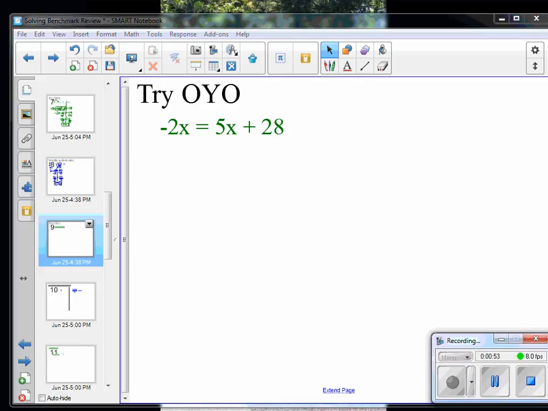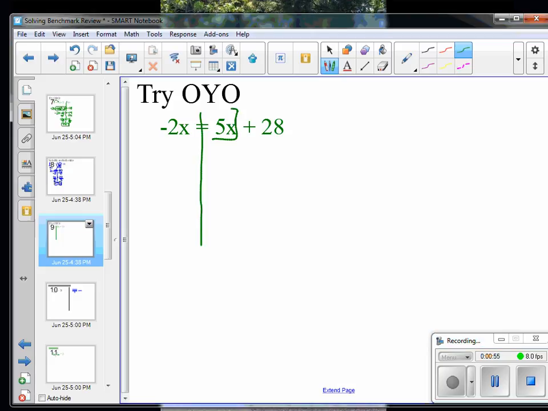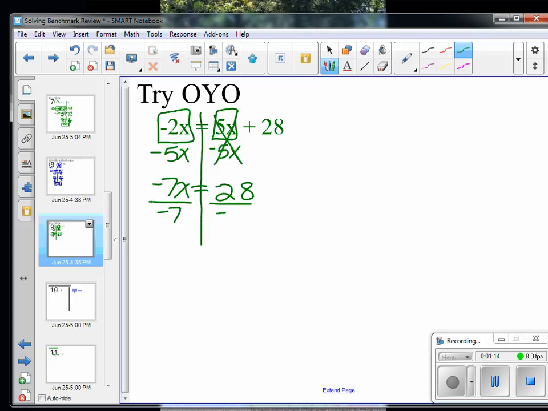All right, let's see how you did. You got a 5x and a negative 2x. You want to move this negative 5x over, or positive, excuse me. You get rid of it by doing a negative. Negative 2 and negative 5 make negative 7. You're going more in the hole. You just have 28 left over here, because that's gone. You divide because it's multiplication, the opposite. 28 divided by negative 7 is going to be a negative answer, and it's 4.